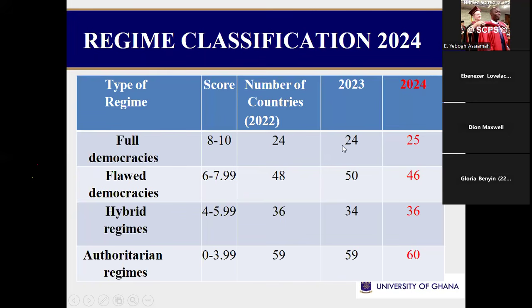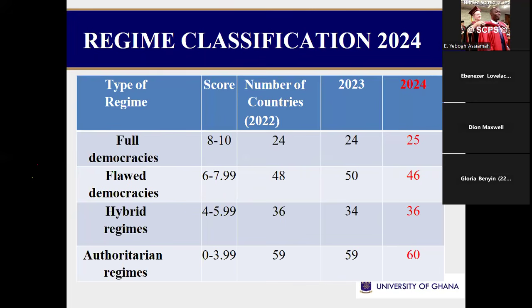In 2023, the number was still 24. In 2024, the number shot up to 25. Now, this year, how many states are full democracies? Maybe that is something I will let you go and find out.